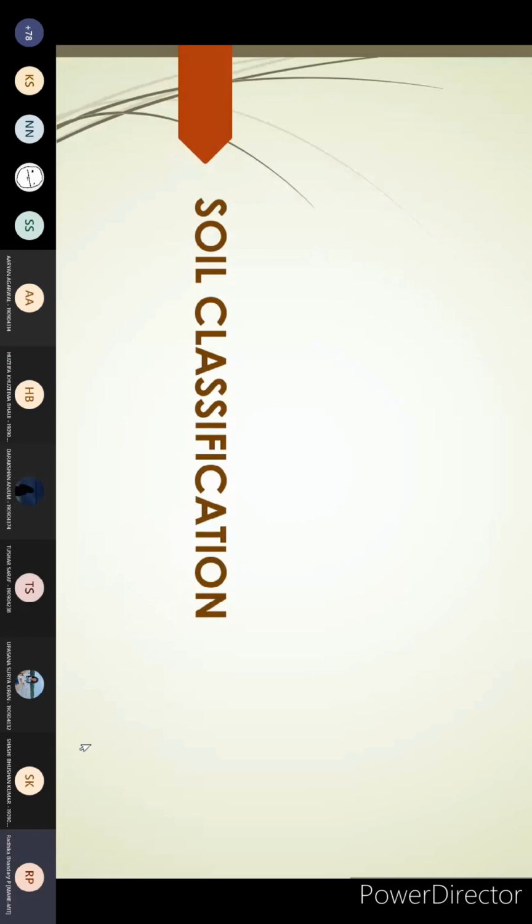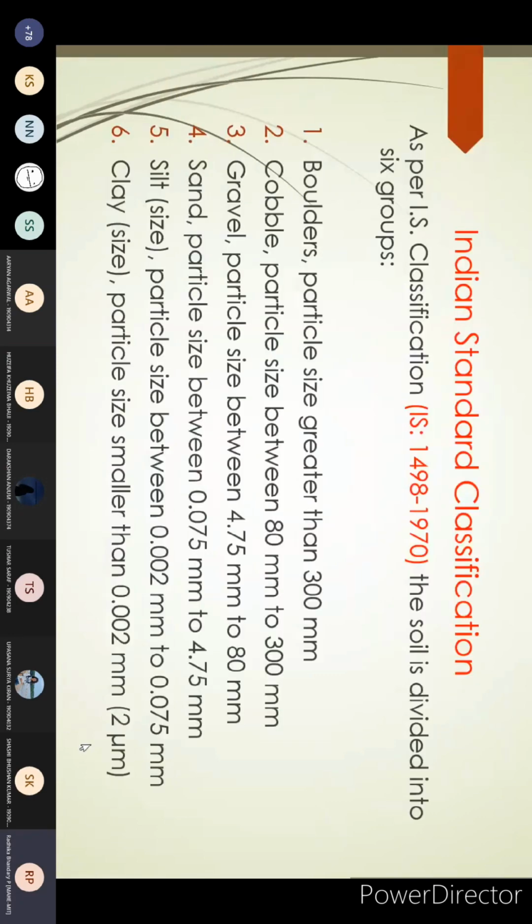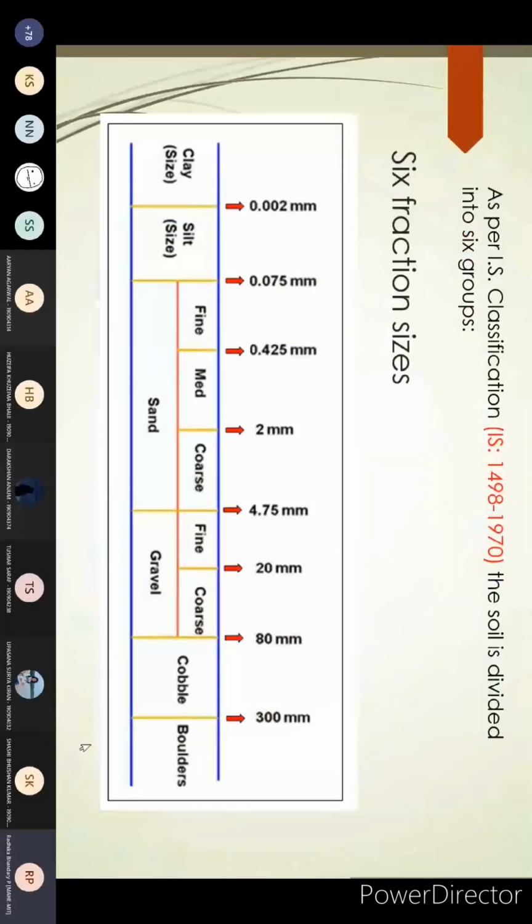So we use IS classification, that is Indian Standard Classification, given by IS code 1498, 1970. Okay, and it is reaffirmed in 2002. So the soil is divided into six groups, starting from boulders to clay. Okay, so you can see the size in this more clearly. You can observe boulders which are more than 300 mm. Okay, so this is as per IS.